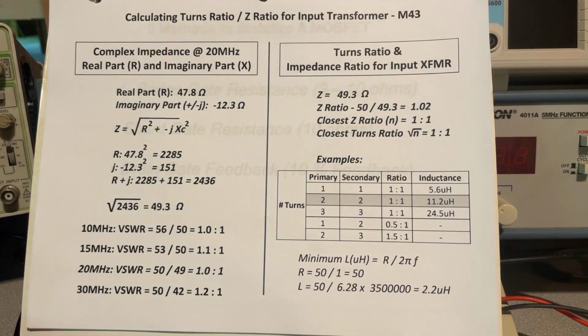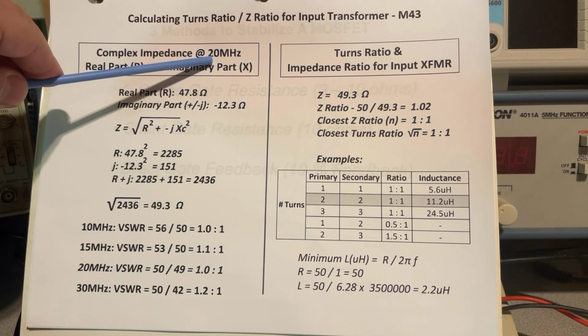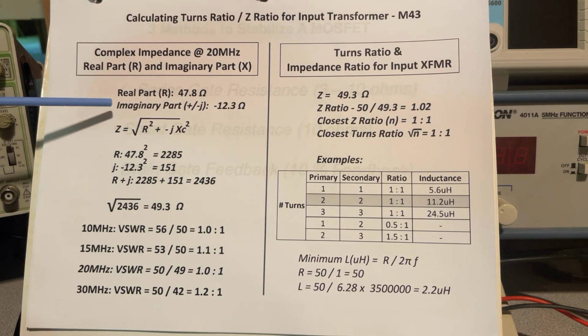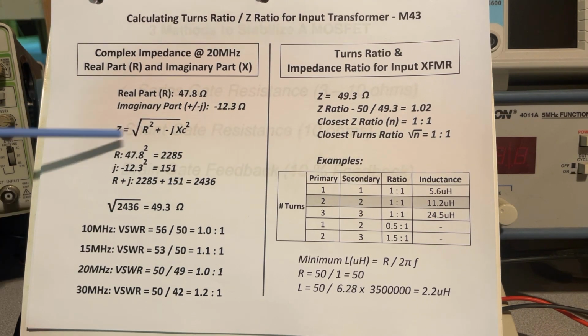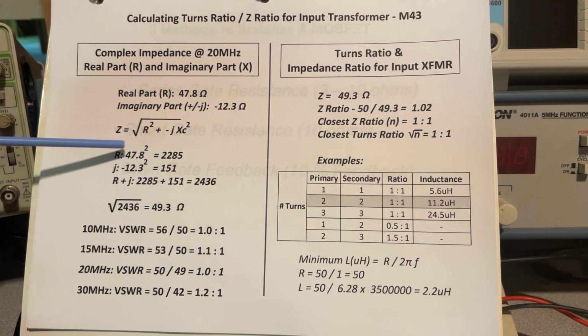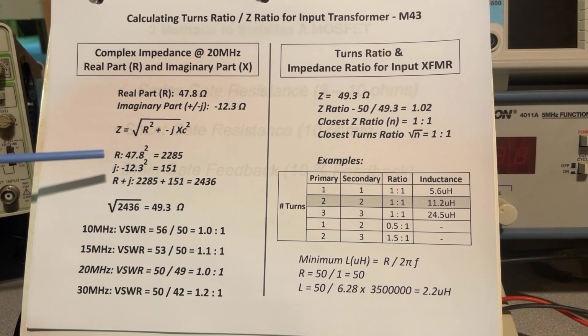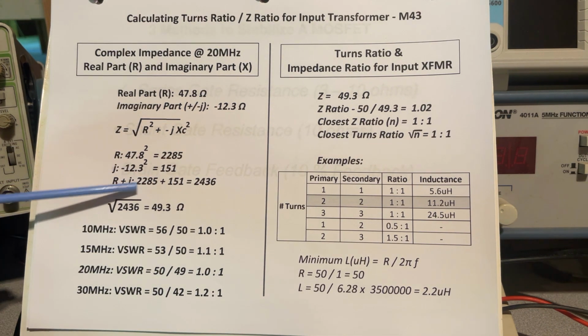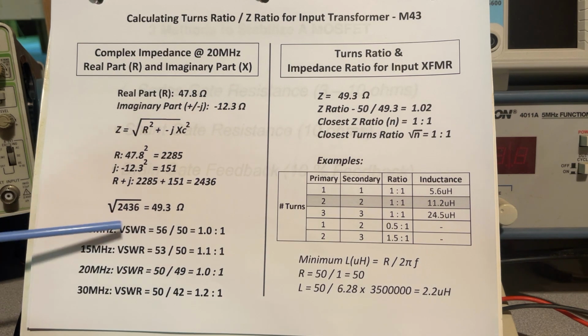Now, I'm going to show this in part 4, but I used LTSpice to measure the input impedance of our circuit. And as you can see here, I measured it at 20 megahertz. Here was my real part. Here's my imaginary part. Remember, we take the square root of the sum of the squares. So here's R squared. Here's, in this case, you see minus J. Okay, so it's capacitance. And we take that and we square it. Then we add the two together and we take the square root. So I measured 49.3 ohms.